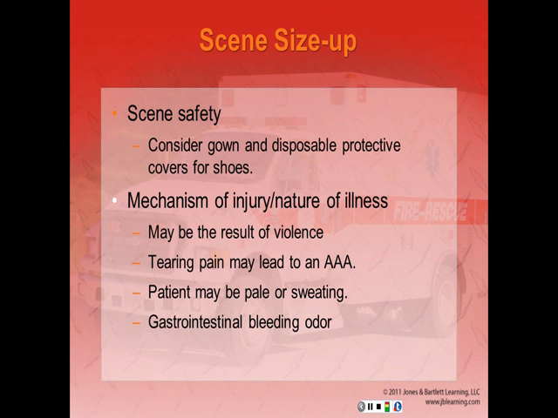We need to evaluate the mechanism of injury or nature of the illness, as we also need to understand that an acute abdominal issue can be the result of violence, such as blunt or penetrating trauma. We need to always be vigilant, and we will talk about traumatic abdominal injuries in Chapter 28. A pale or sweating patient who reports tearing pain may be having a AAA. We also need to remember that GI bleeding often has a characteristic odor.